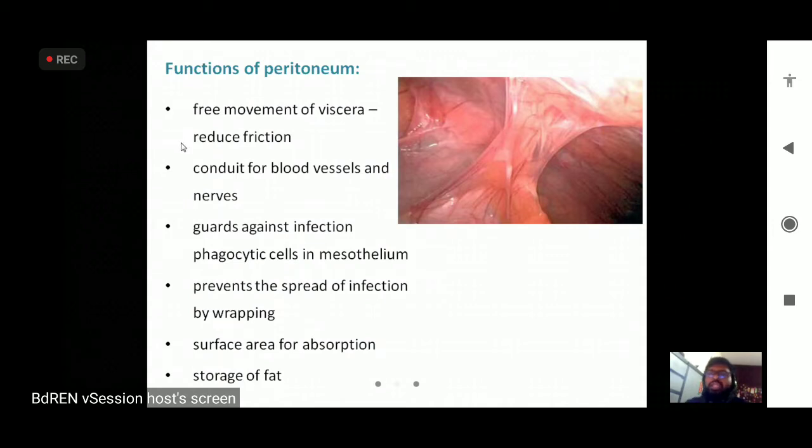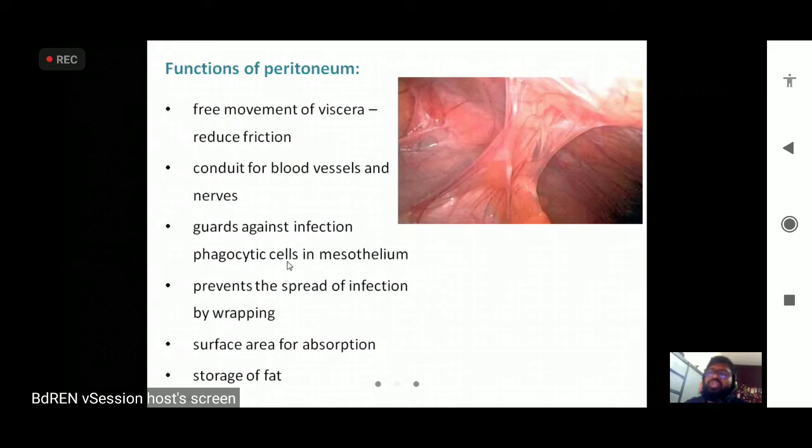And next, very important one, as I've told you and shown you, it is a conduit for the blood vessels and nerves. That means it takes the nerves and blood vessels towards the viscera and away from the viscera through this peritoneum. Okay, it guards against infection: phagocytic cells in the mesothelium.